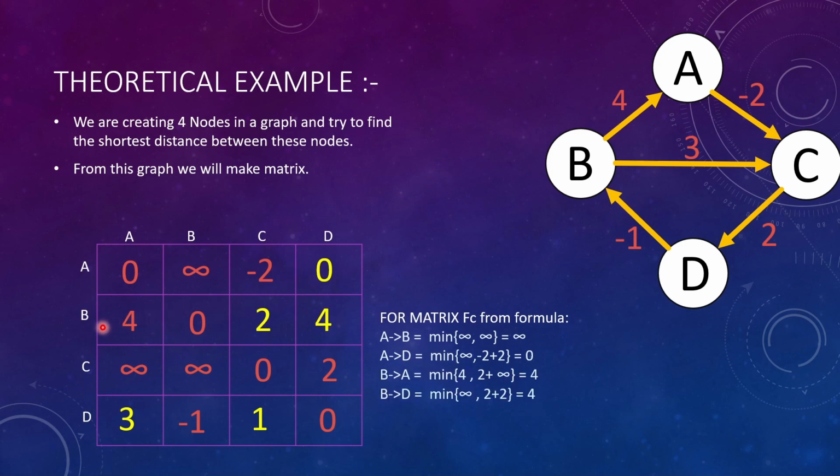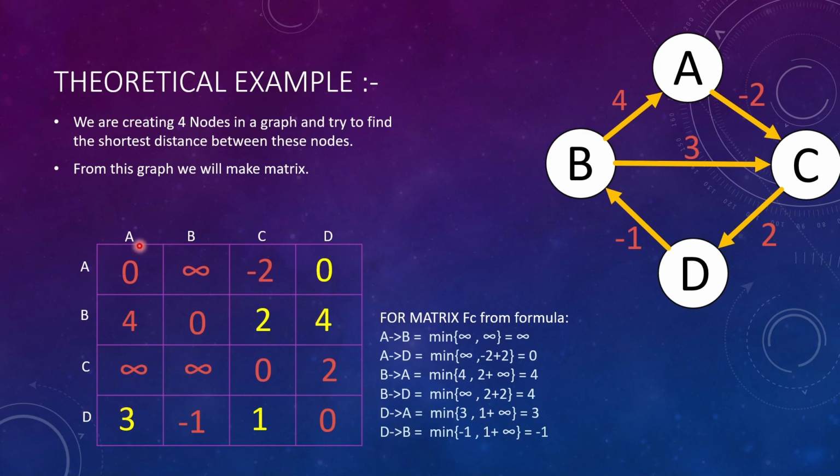We'll do the same for B to A here. Previously it was 4, but after going via C, it is infinity. So 4 will remain as it is here. If we go from B to D, previously it was infinity, but if we go B to D via C, it is 4, as B to C is 2 and C to D is 2. So effectively it will be 4, which is lesser than infinity. So 4 will be updated here.